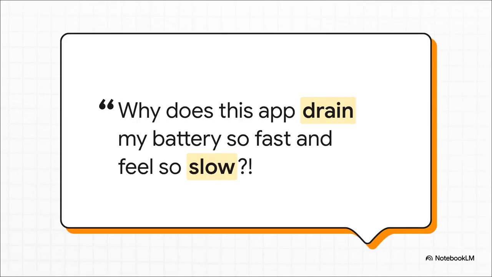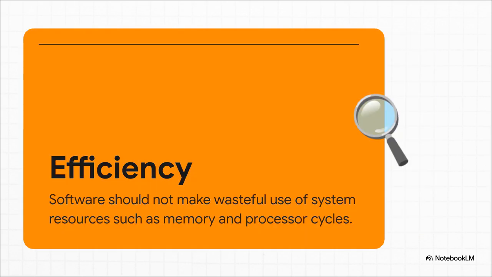Oh, this is so familiar, right? I mean, we've all been there. You get a new app, you're excited to use it, and then you're hit with this. Why is my battery drained so fast? Or why is this thing so slow? It's honestly one of the most frustrating things about using our devices. And that frustration has a technical name: inefficiency.